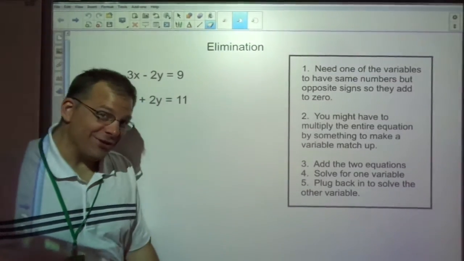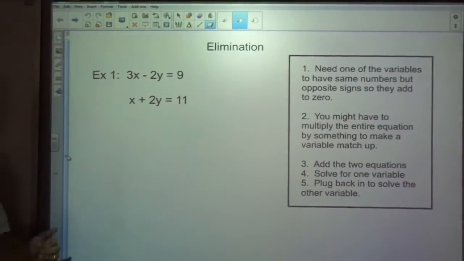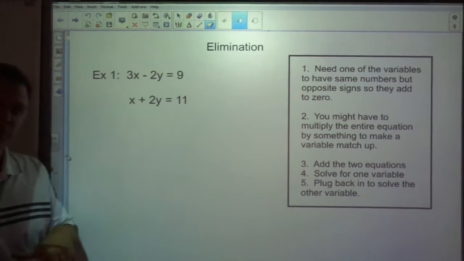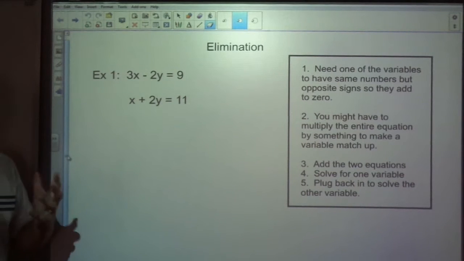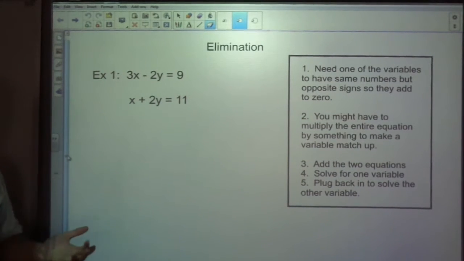Welcome to elimination. This is another method when you're dealing with systems of equations in order to try to get one variable by itself first and then plug it back in and get the other one. So the idea here is that we want to add the two equations together and make one of the variables or the other variable equal to 0.